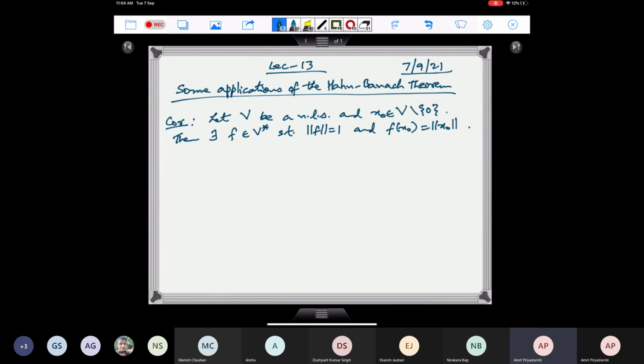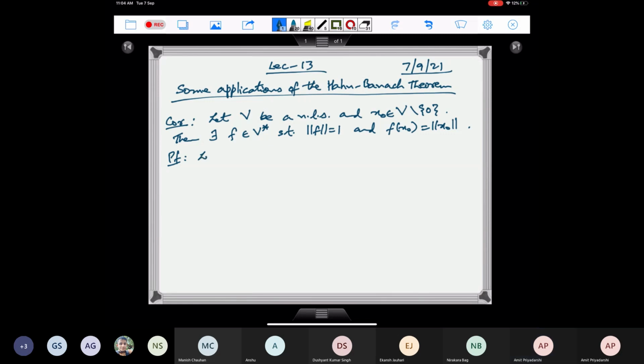So let us prove this. We would like to apply the Hahn-Banach theorem. If you have any bounded linear functional on a subspace which satisfies norm equal to 1, then by the Hahn-Banach theorem you can extend it to the whole space with the same norm. Right? So it is very easy to see what to do.